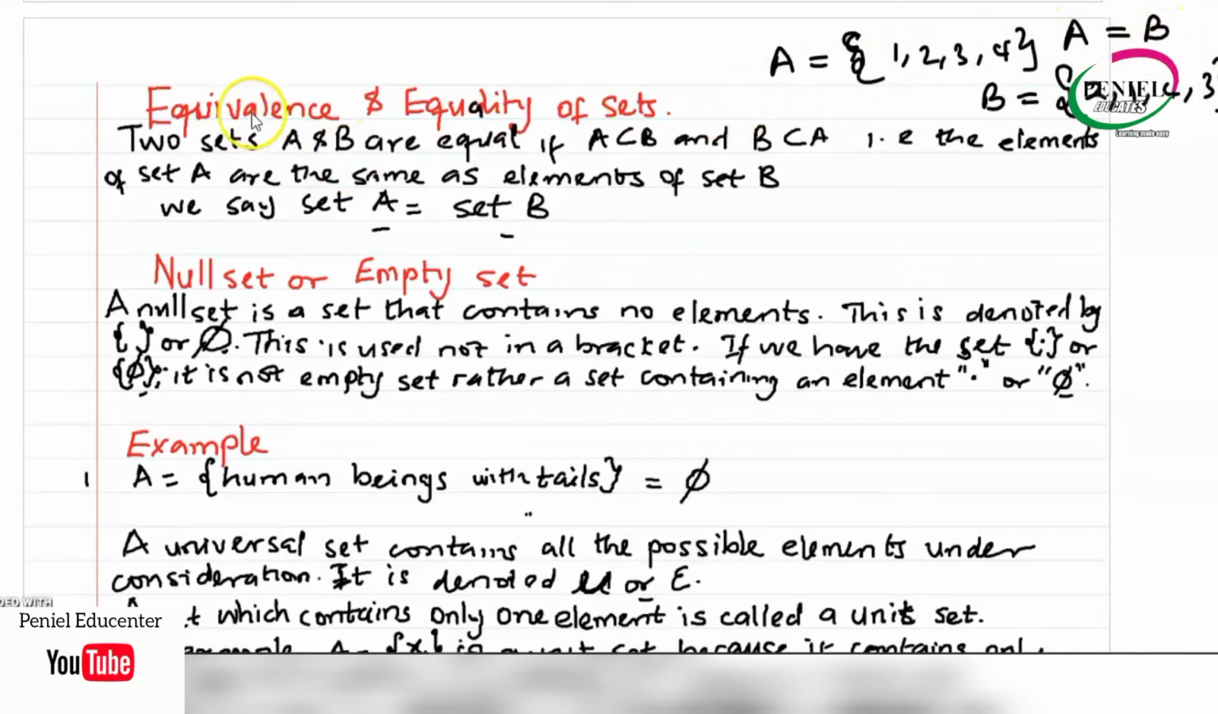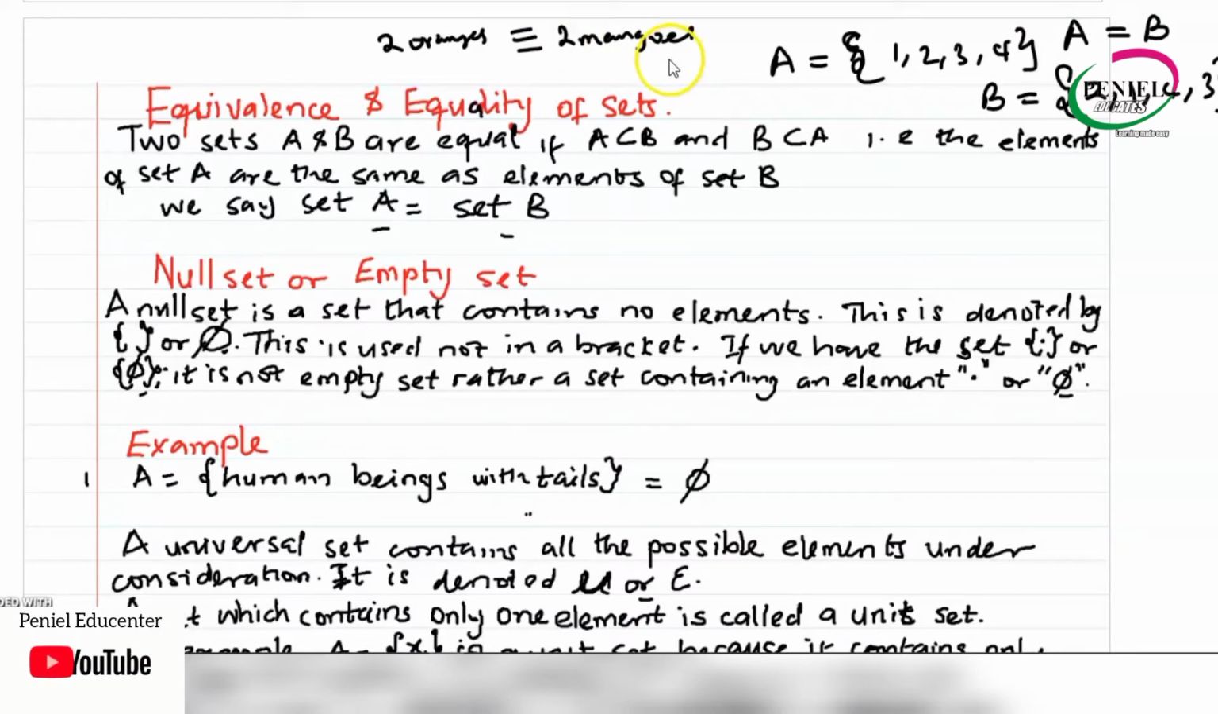Now, let's look at the equivalence of sets. Most people get confused in all this, but the way we can look at it is that 2 oranges and 2 mangoes are equivalent. 2 oranges, and this is the sign of equivalence, and 2 mangoes are equivalent.